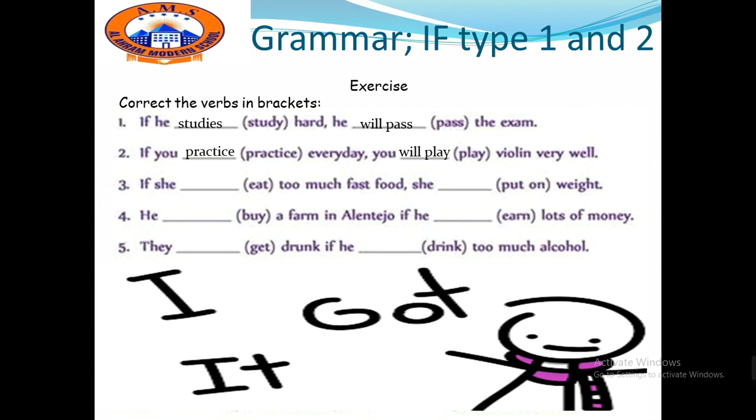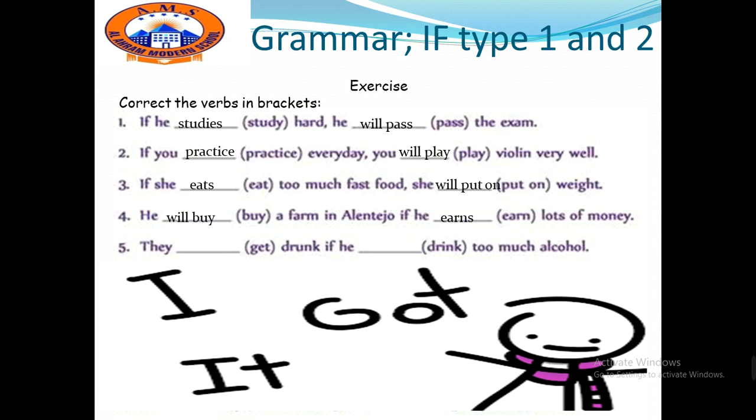If she eat too much fast food, she put on weight. If she, of course, she eats. Yes, if she eats too much fast food, she will put on weight. Number 4, he buy a farm in Alentejo, if he earn lots of money. Here we have the second clause starting with if. It's okay. I can change them up, but I cannot change what comes after them, which means that here we will use he will buy a farm if he earns lots of money.